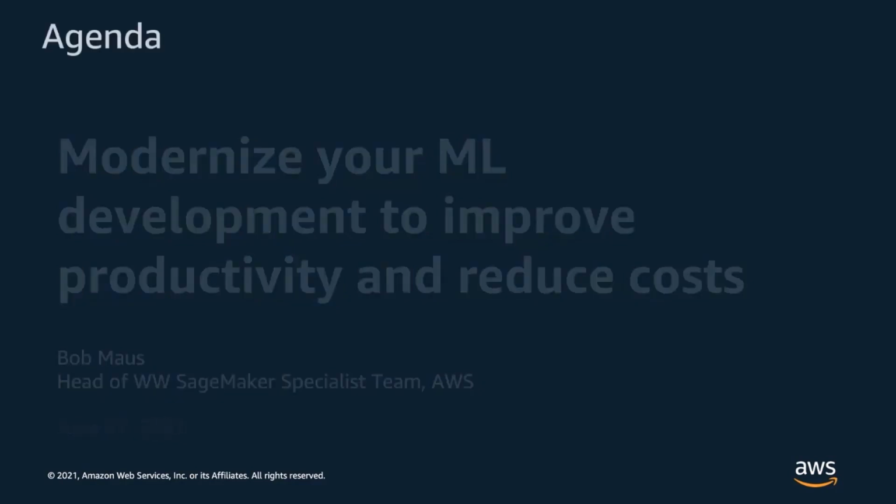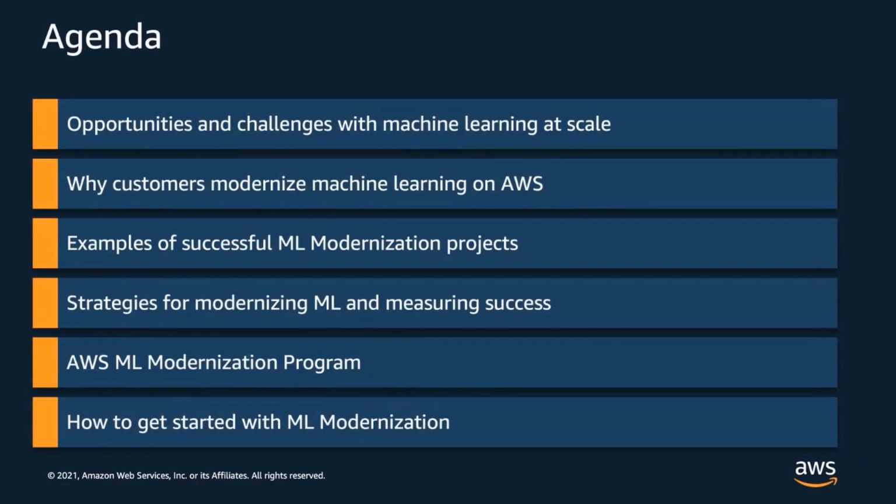For today, we're going to discuss a number of things, starting with the opportunities and challenges with doing machine learning at scale, why customers modernize machine learning, and specifically on AWS and SageMaker. I'd like to discuss some great examples of successful ML modernization projects that we've seen with our customers, and then discuss strategies for how you can modernize your ML environment and how you measure success. And finally, I'm going to touch upon our ML Modernization Program, which is designed based upon our lessons learned and proven methodology that we've used with customers, and then how to get started with ML modernization.